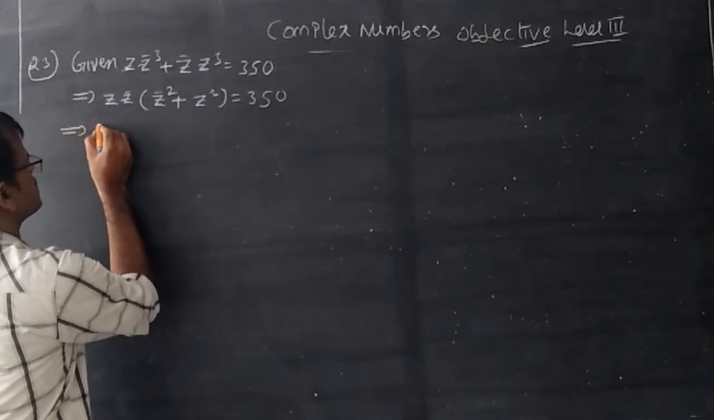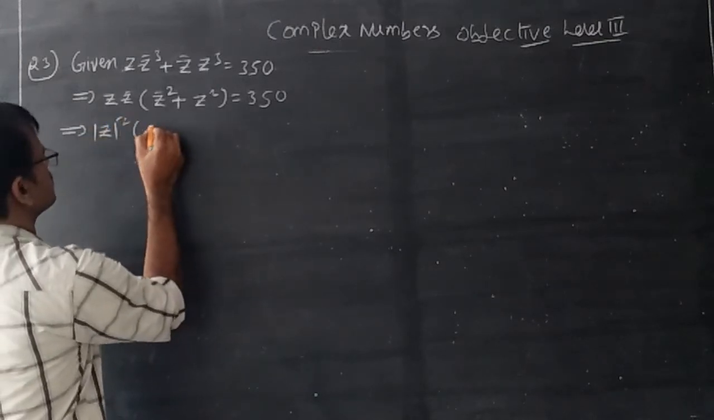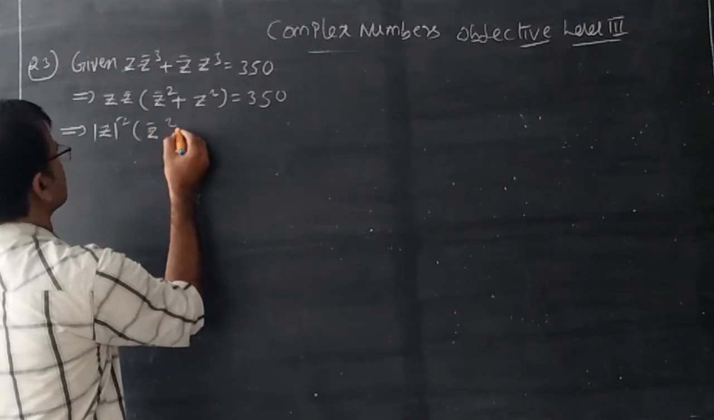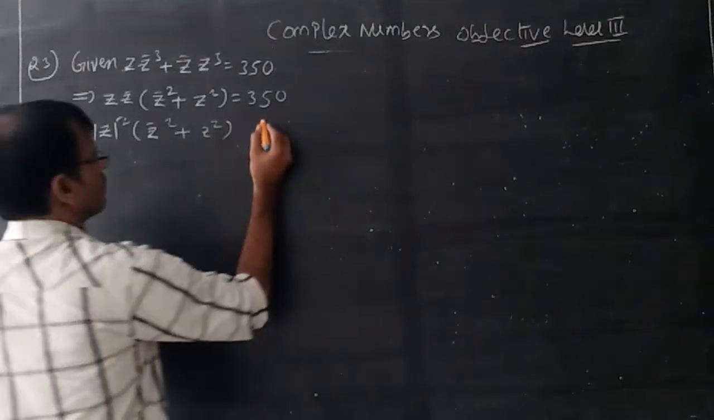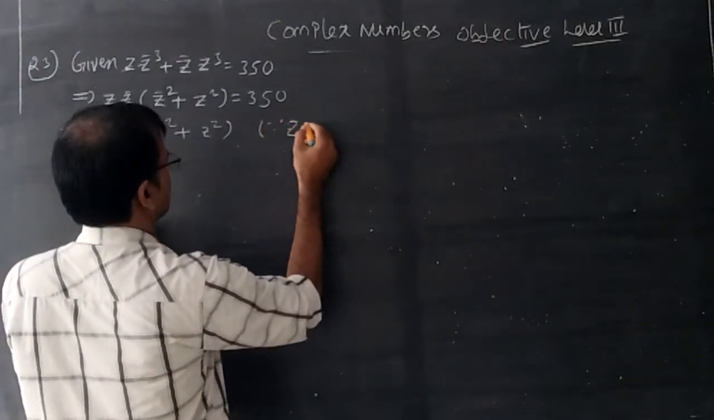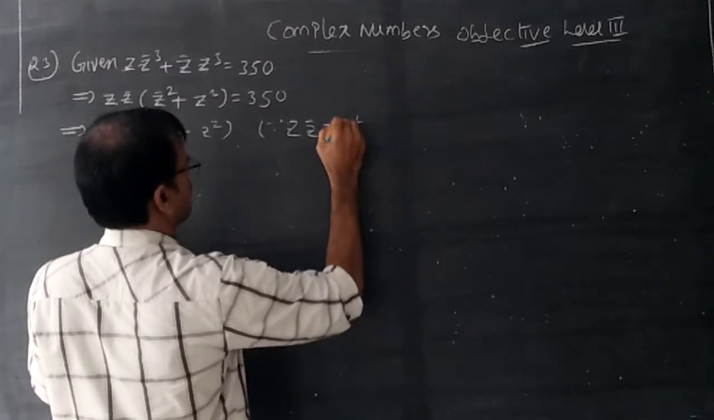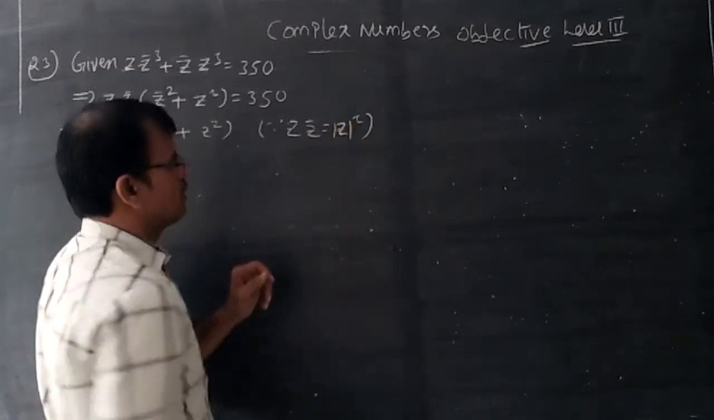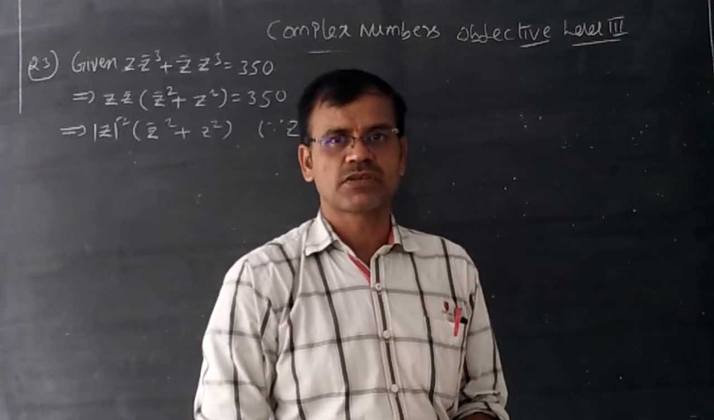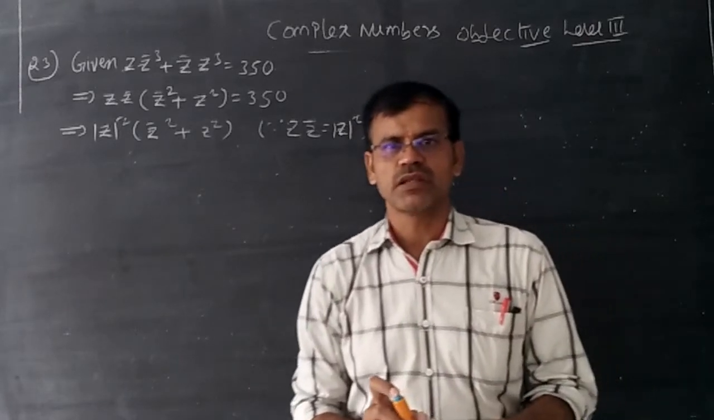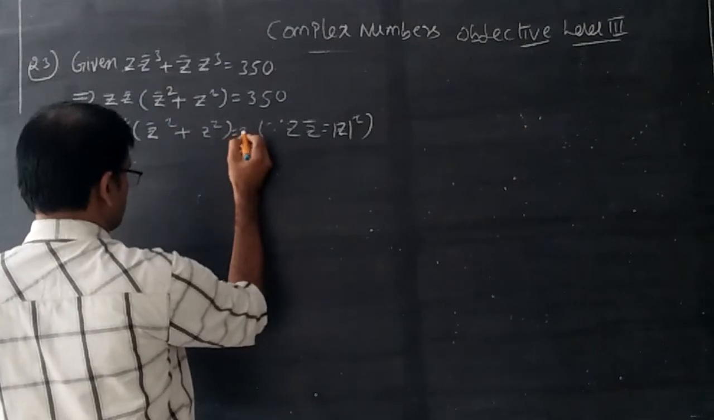We know that z z̄ = |z|². Here it is z̄² + z², it is not a modulus. I am writing the formula z z̄ = |z|². Why? Because z is x + iy, z̄ is x − iy, and (x + iy)(x − iy) becomes x² + y². So it is nothing but |z|². Now that implies |z|²(z̄² + z²) = 350.